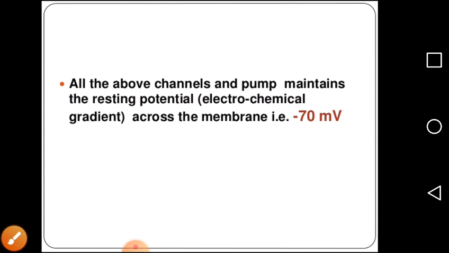Okay, all the above channels and pump maintain the resting potential across the membrane, that is minus 70 millivolts. At resting stage, the potential or voltage across the cell membrane is minus 70 millivolts. Remember this value.